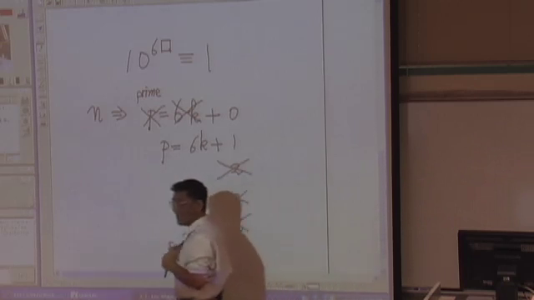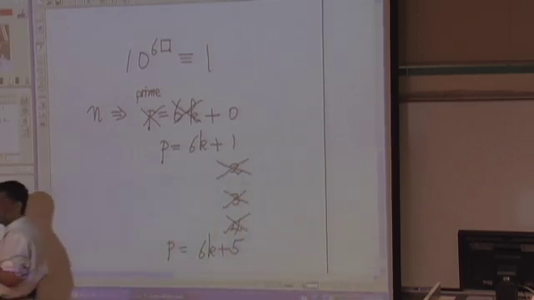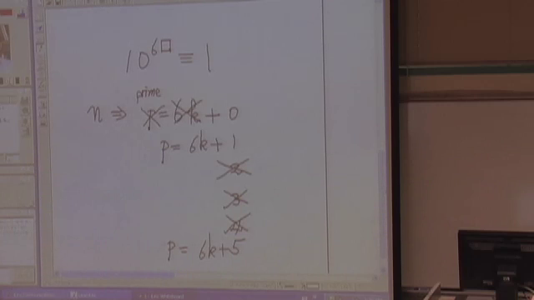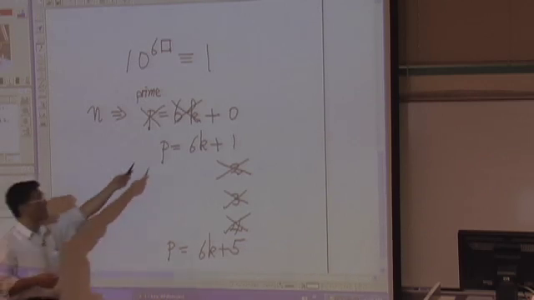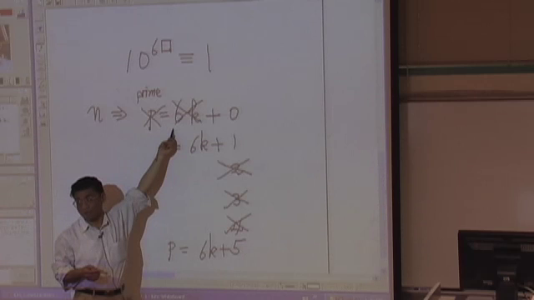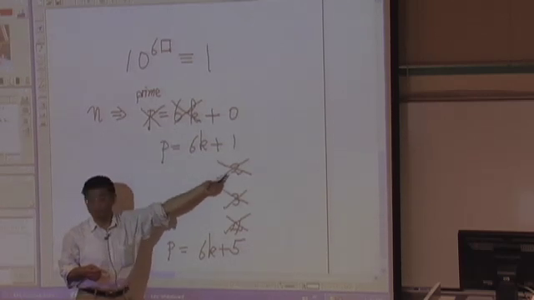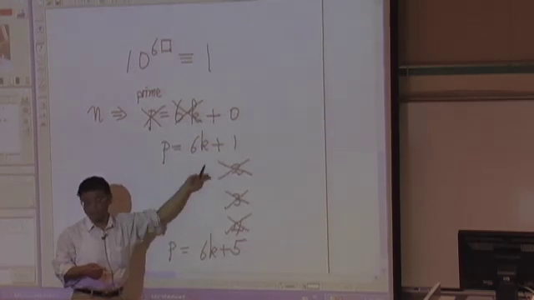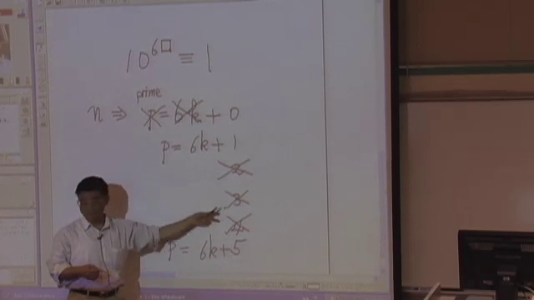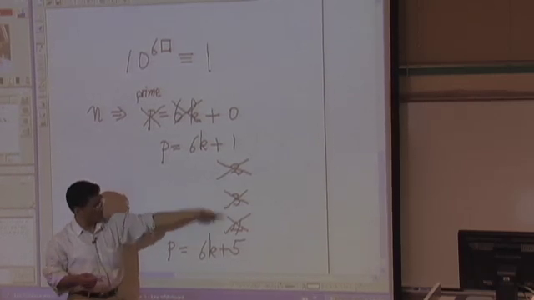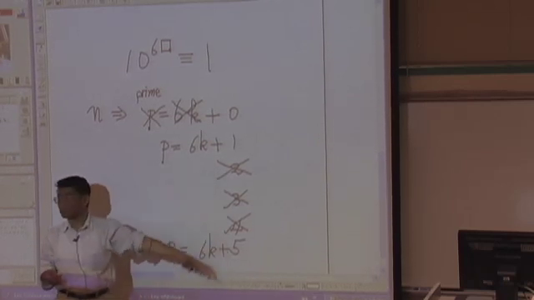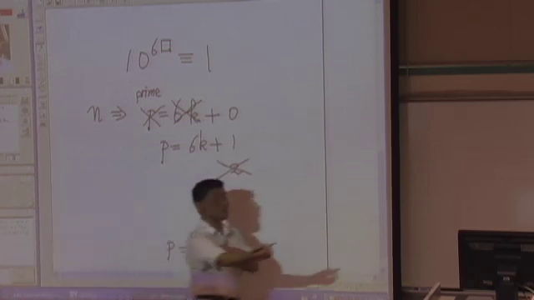If you don't understand, ask me. In other words, P should be 6k plus 1 or 6k plus 5. There are only two ways. Other numbers are not prime. Why? Because if you have 6k, then 6 itself is not prime. If you have 6k plus 2, then you can extract 2, 2 times something, so it's not prime. And the same reasoning gives us the exclusion of these numbers. There are only two cases we need to consider.